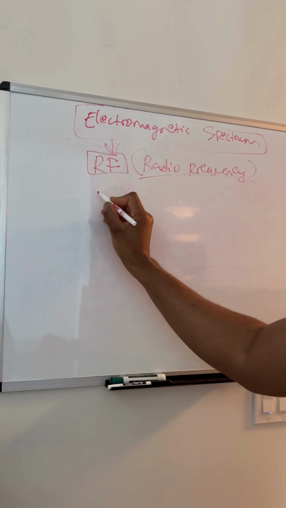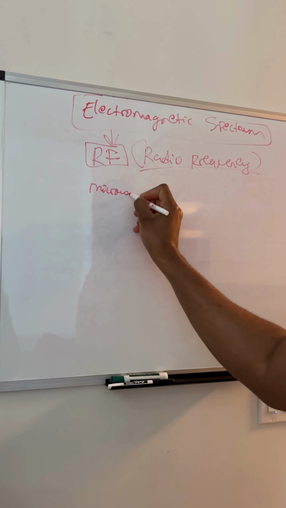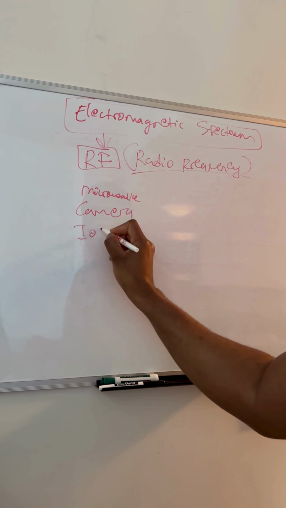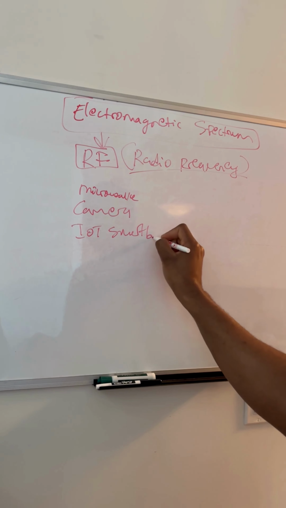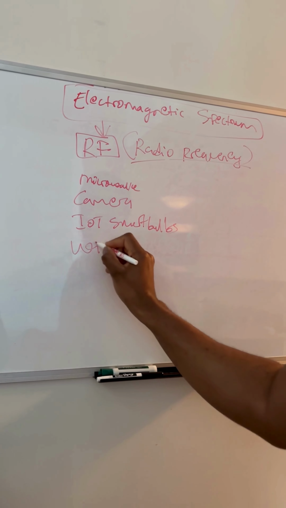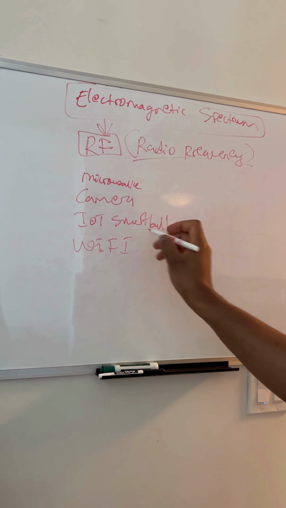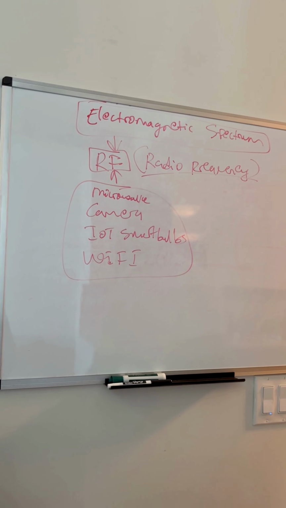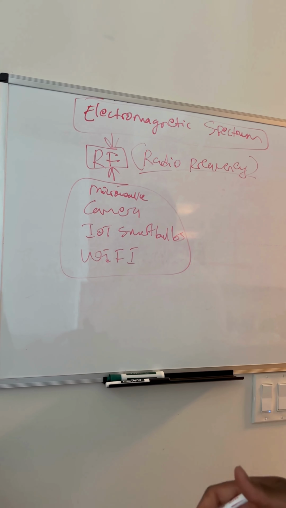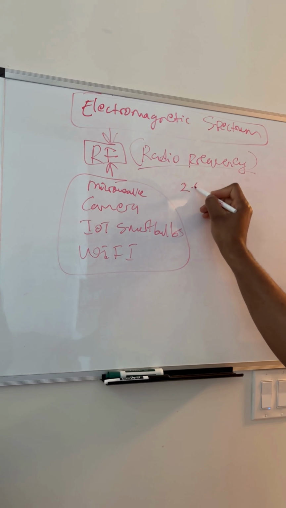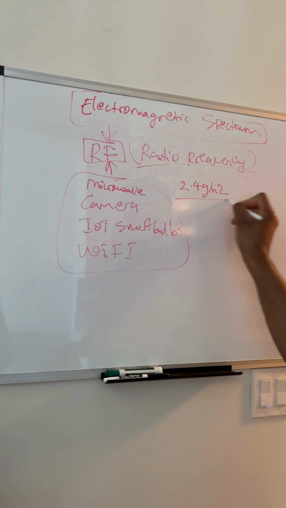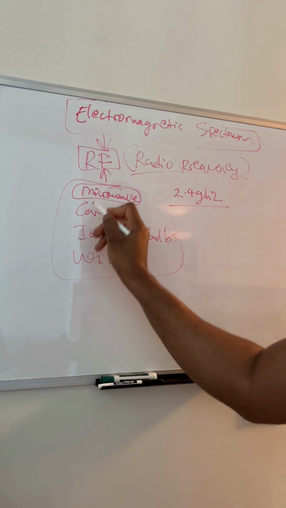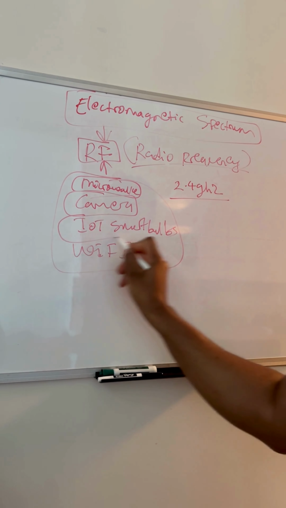It's because your microwave, all right, your camera, your IoT, like your smart bulbs, and your Wi-Fi, they all operate within this RF spectrum. And this is where the problem is. There is a specific frequency called 2.4 gigahertz. You've probably heard of that before. This is how these devices operate, especially when they transmit information, communication.